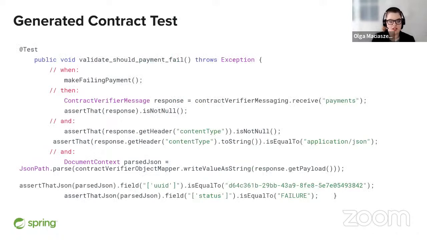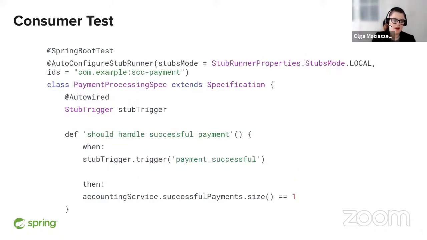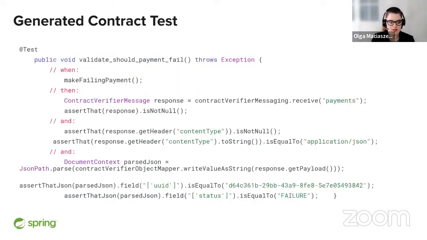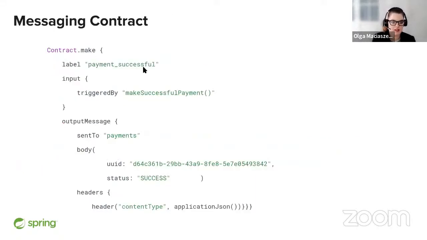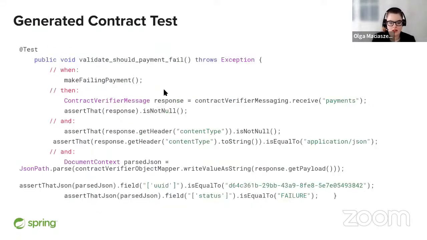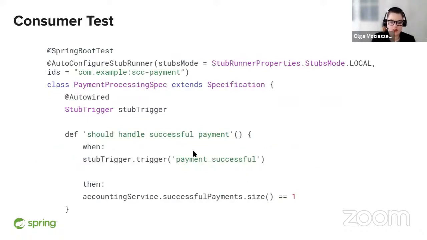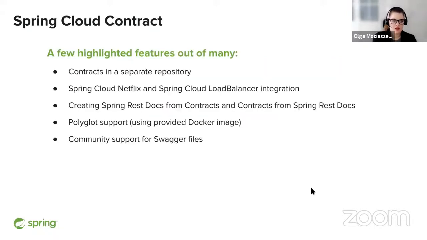And we get a contract generated test that verifies all this exactly same as in the case of HTTP communication. So it's trying to actually trigger that method and make sure that there is a message that is generated. And then on the consumer side, we get this stub trigger interface, which we can use to trigger this interaction. So we use the label. If you go back, you see that there is a label here saying payment successful. And then we can use the stub trigger with that label to get the message sent to us.